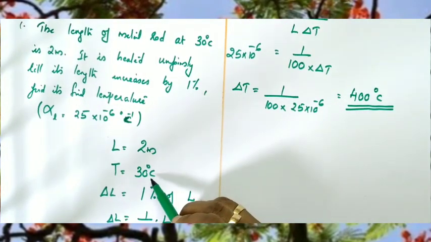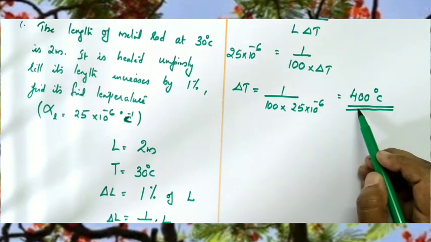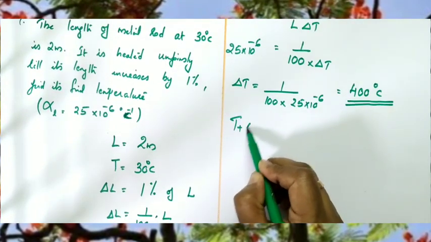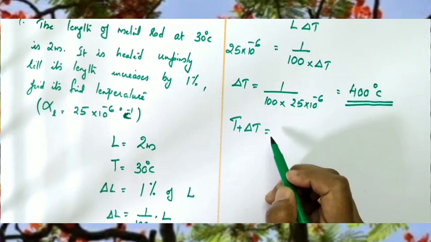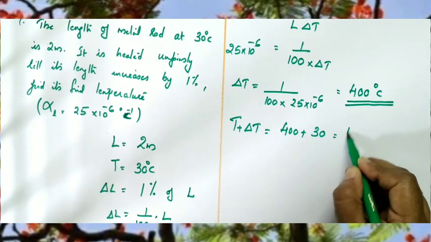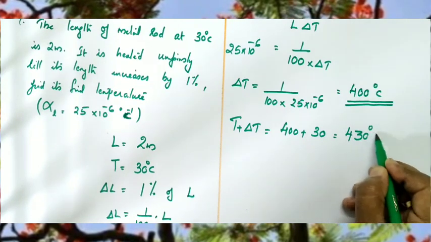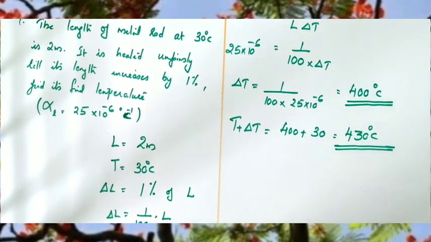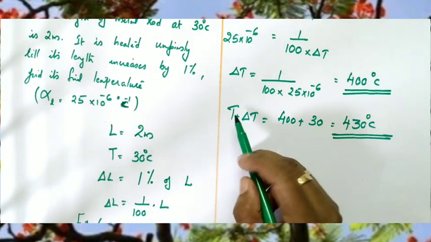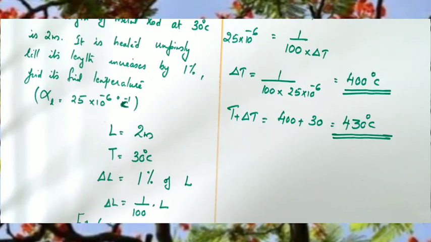What is the initial temperature? 30. What is the change in temperature? 400. So what is the final temperature? The final temperature is T plus delta T, that is 400 plus 30, which is equal to 430 degrees Celsius. Clear? So the final temperature is T plus delta T, which is 430 degrees Celsius.